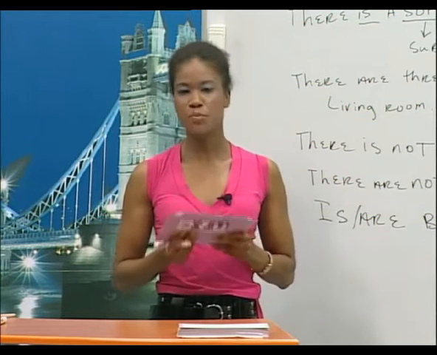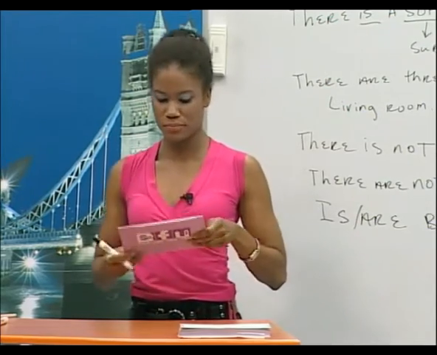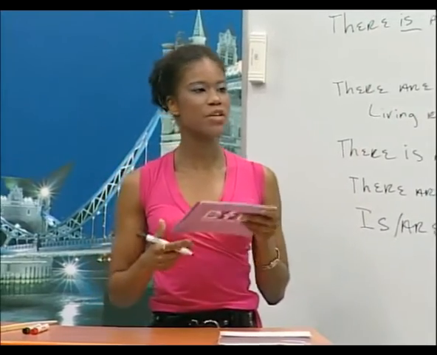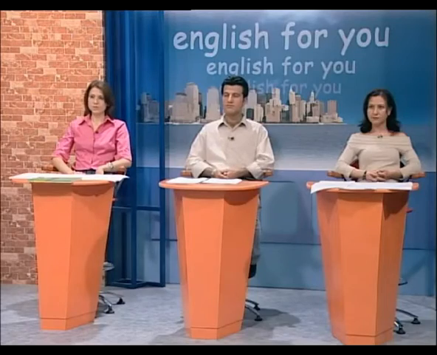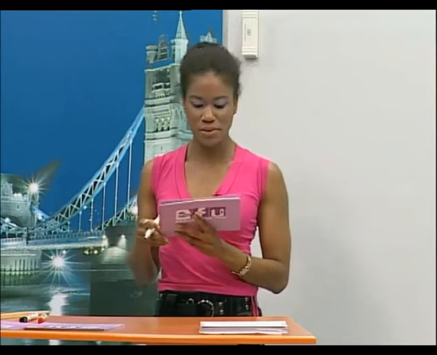Okay, now let's practice. There is, there are. There isn't, there aren't. Sylvia, are there some books on your desk? Yes, there are some books on my desk. Let me count. 1 and 2. There are 2 books on my desk. All right, good. Alberto, is there a fireplace in your living room? No, there isn't a fireplace in my living room. My father thinks it is dangerous. All right, thank you, Alberto.